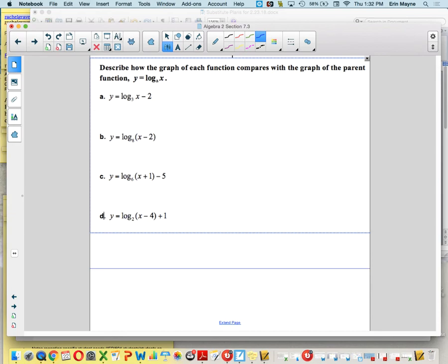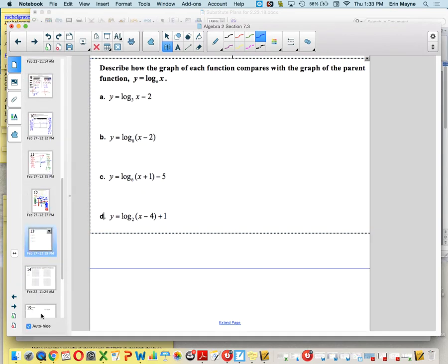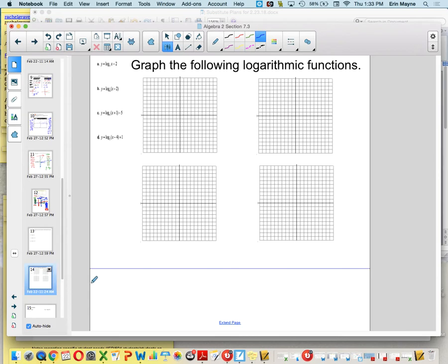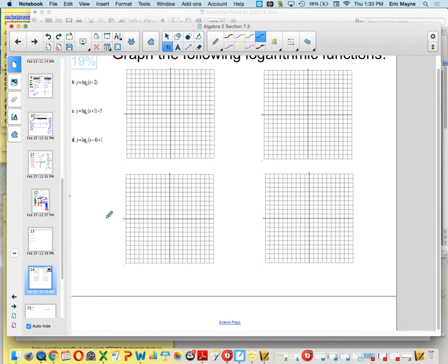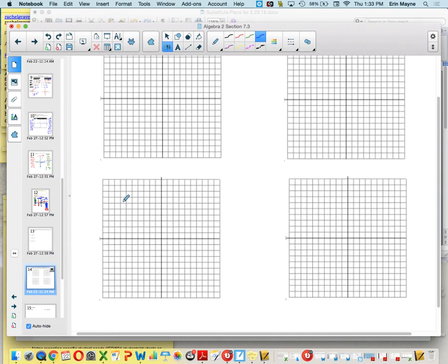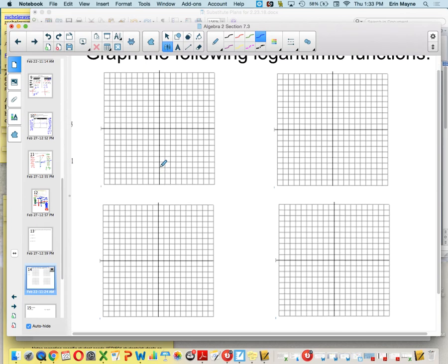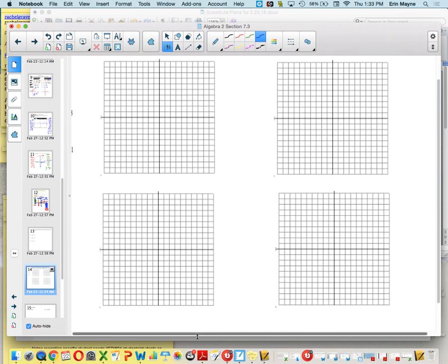Okay, so on the last slide, all we're going to do is graph these. So the majority of your homework that's due on Monday is going to be to practice. So we're going to do one more together, and then the rest, I'm just going to give you time to work. So if I asked you to graph A, we said, okay, that first one is 2 down, right?